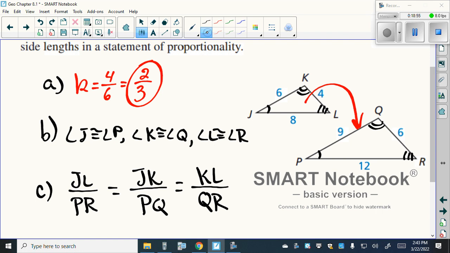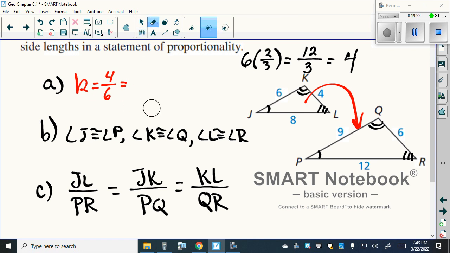Because really, if we took this scale factor and said 6 times 2/3, well, 6 times 2 is 12. And 12 divided by 3 is 4. Well, that's not right, is it? No. So let's look back at the scale factor. So we said 4 over 6, yes? So where are we going? From 4 to, is it getting bigger or smaller?